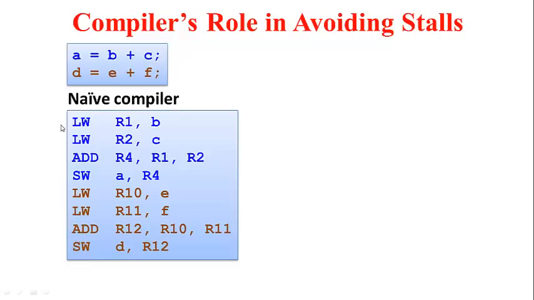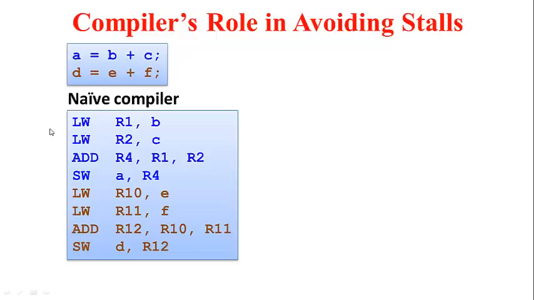We load the value of B onto a register R1, load the value of C onto another register R2, add those two values onto another register R4 and store the resultant value onto the memory location corresponding to A. So this code here is not quite MIPS or DLX code. It's a kind of pseudo assembly language code. Just like this set of 4 instructions for A equal to B plus C, we have another set of 4 instructions for D equal to E plus F.